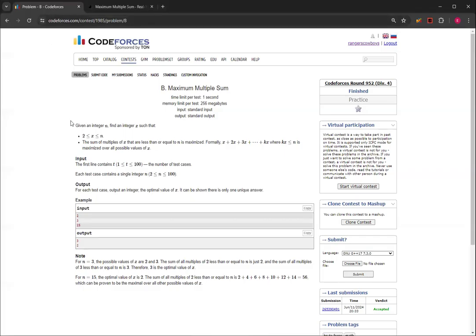So that's how you do Maximum Multiple Sum, Question B from Codeforces Round 952, Division 4.